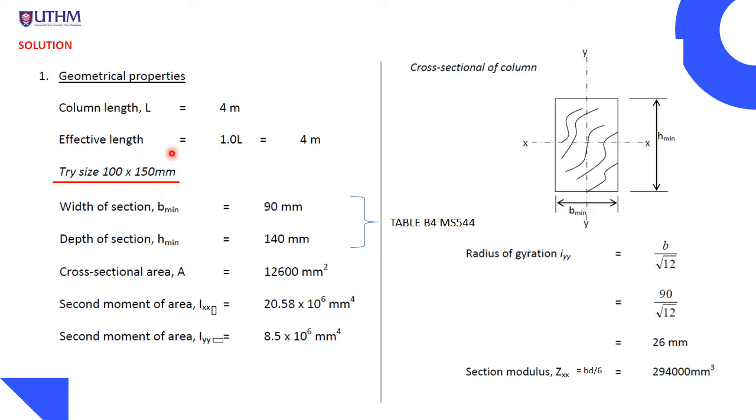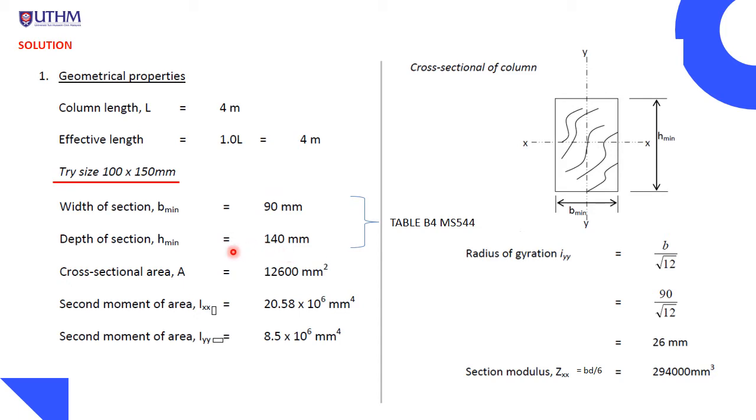We try to use a 100 times 150 mm cross section for the timber. This is the nominal size, where the manufacturer puts a label on the timber. The actual size is always a little bit smaller. So if we refer to Table B4 of the Malaysian Standard, the B minimum and H minimum for this nominal size are 90 and 140 mm respectively.